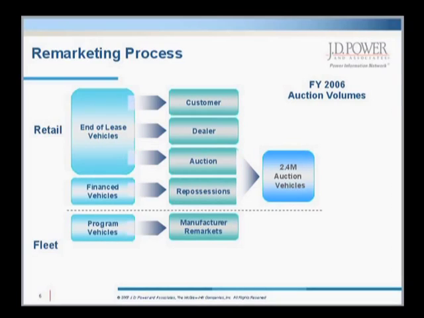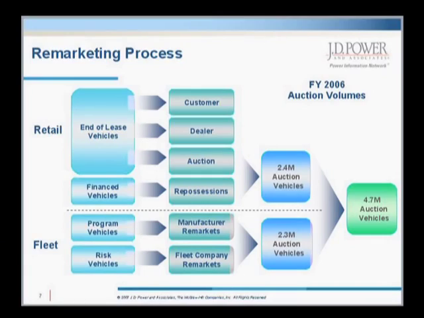Now the other major source are fleet vehicles. And fleet sales fall into 2 categories. One are the so-called program vehicles. These are vehicles that the manufacturer actually takes back to the auction because he has given his customers a buyback guarantee. The best example are the daily rental companies who basically offload every 6 to 9 months their vehicles back to the manufacturer, and the manufacturer takes them to the auction. The other big group are the risk vehicles. Those are the vehicles that were sold to fleet customers and the fleet customers themselves have to take back to the auction.